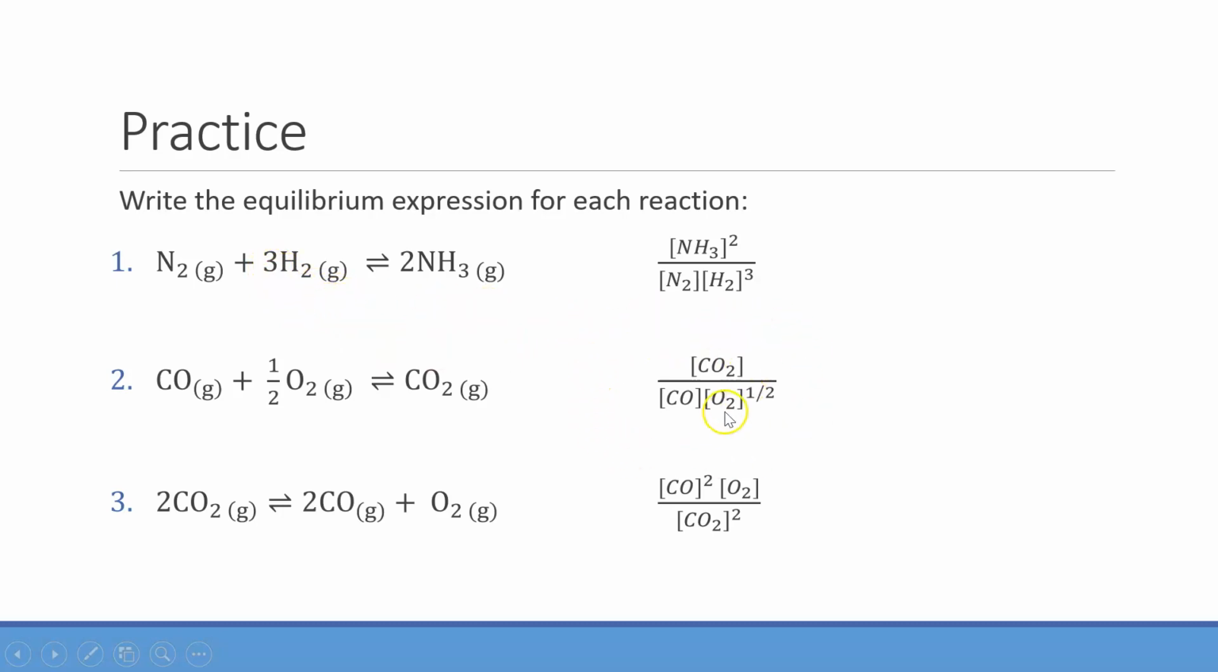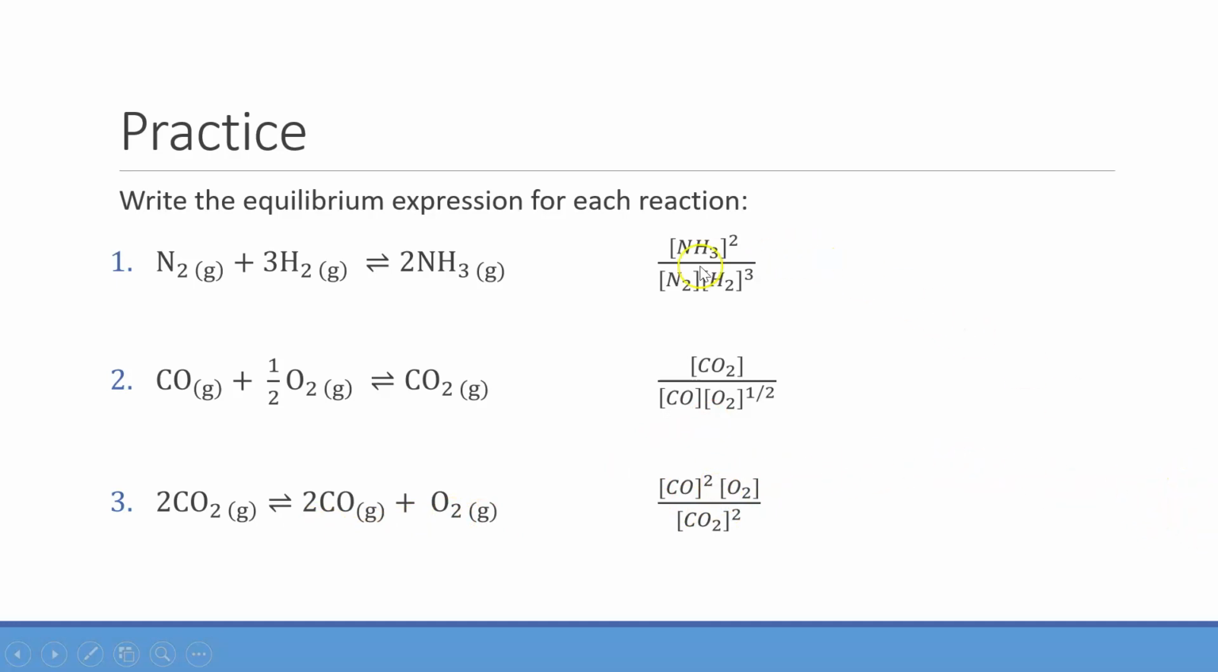For this expression, we've got our carbon dioxide on top and our carbon monoxide and oxygen on the bottom, where oxygen is raised to the 1/2 power. And then finally, for this third one here, we have carbon dioxide squared on the bottom. It is our sole reactant. And then on top, we have our products, carbon monoxide squared and oxygen.